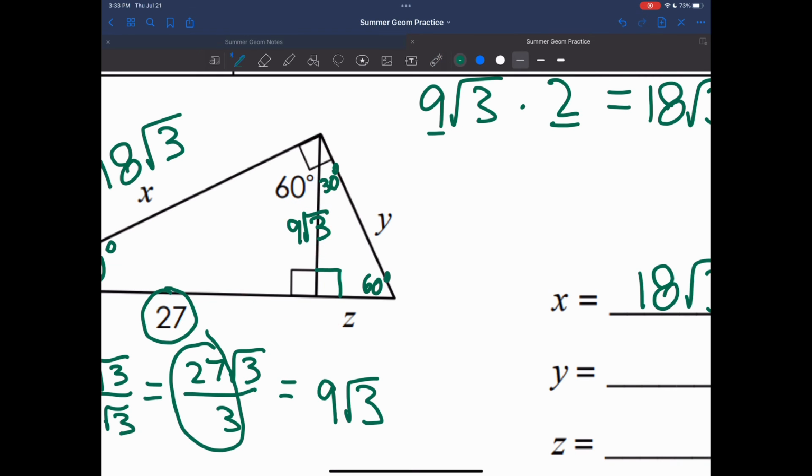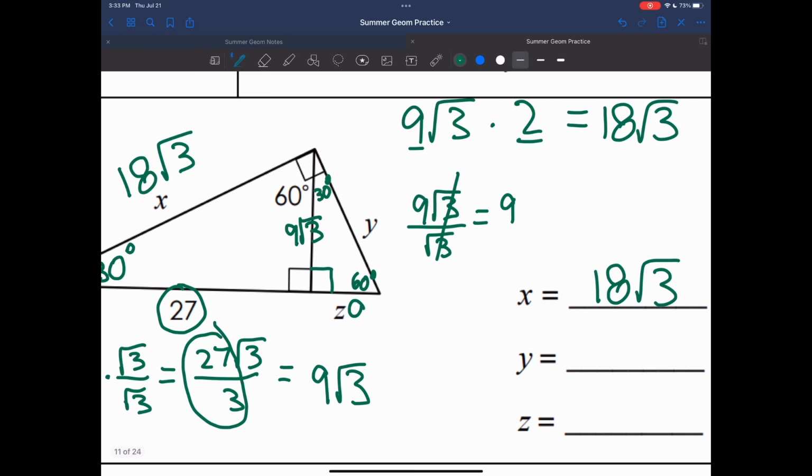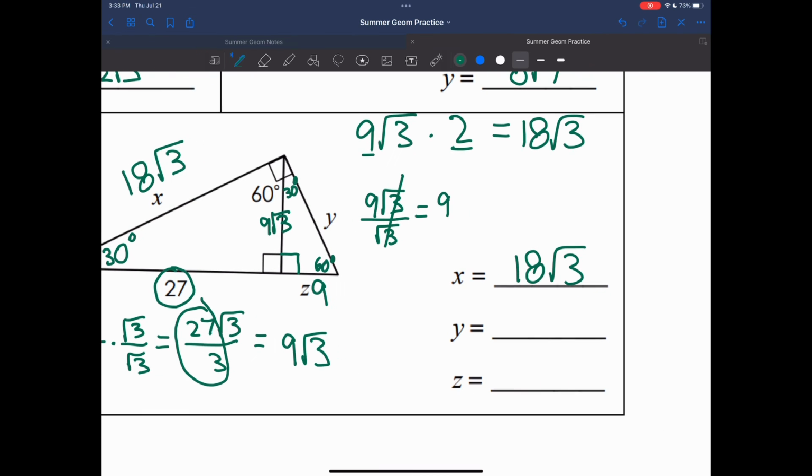Okay, so off to the side, I'm going to take that 9 square root 3 and divide it by the square root of 3. And this is nice because those will just cancel and give me 9. So that is my short leg. My Z is 9. So I can fill that in over here. Z equals 9. And we're almost done. Last easy step to go from short leg to hypotenuse, we double it. So Y is going to be 18, just 9 times 2.